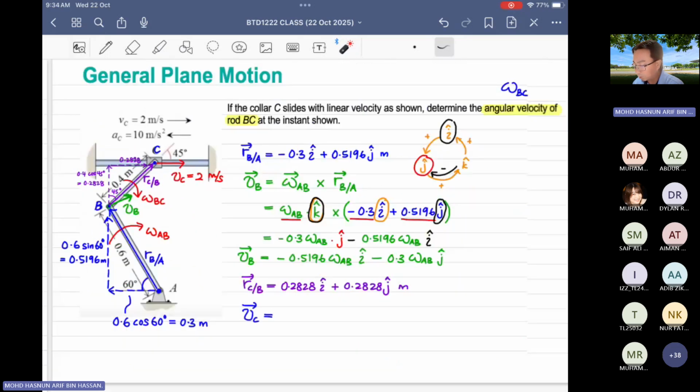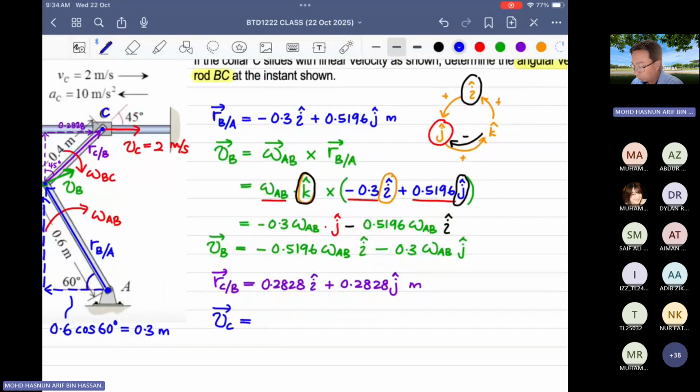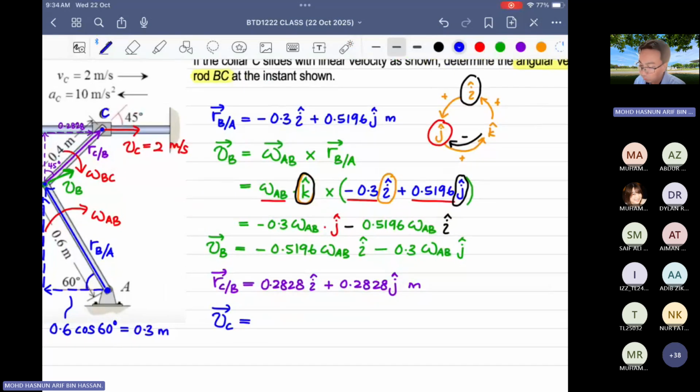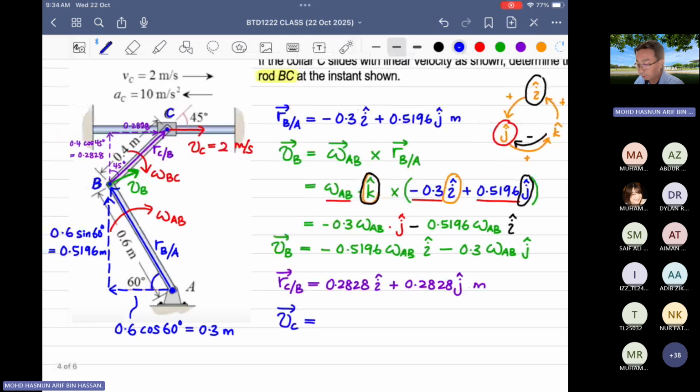For general plane motion, we have learned the equation before. V C is equal to, you need to look at the object, the rod BC. So another point will be point B. So you write V C equal to V B plus omega of the rod, which is omega BC, also a vector, cross product R C/B. This is the one that we have just calculated.